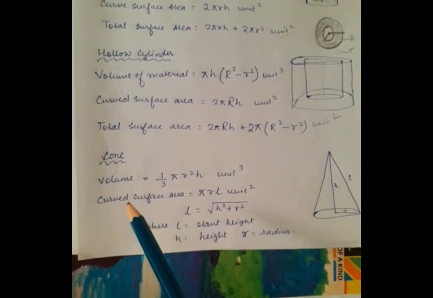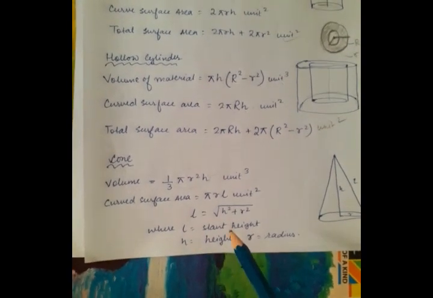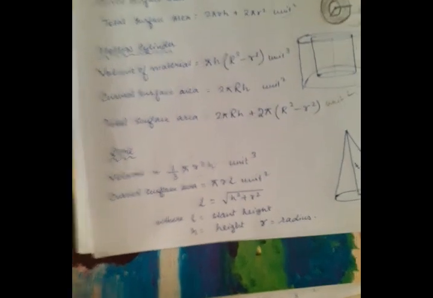So what is curved surface area? That is pi r l. L is a different term, known as slant height. L is called slant height.